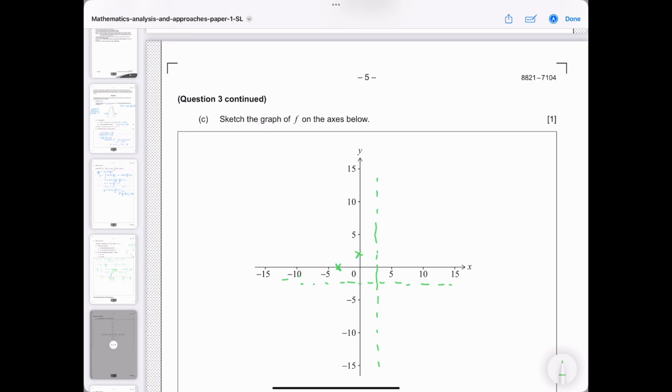And so that is what that looks like. Presumably, that will do for the moment.